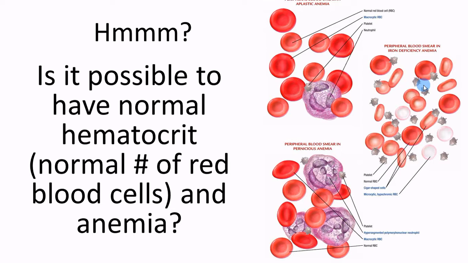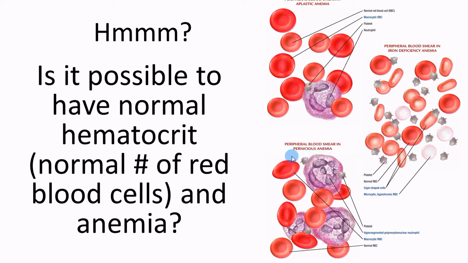So is it possible to have normal hematocrit, which is a normal number of red blood cells, and still have anemia? Yeah. Go back to that production list and look. Maybe the factory is defective, which is aplastic anemia. You're just not able to make enough or the appropriate red blood cells. Maybe you don't have the raw materials, like iron.